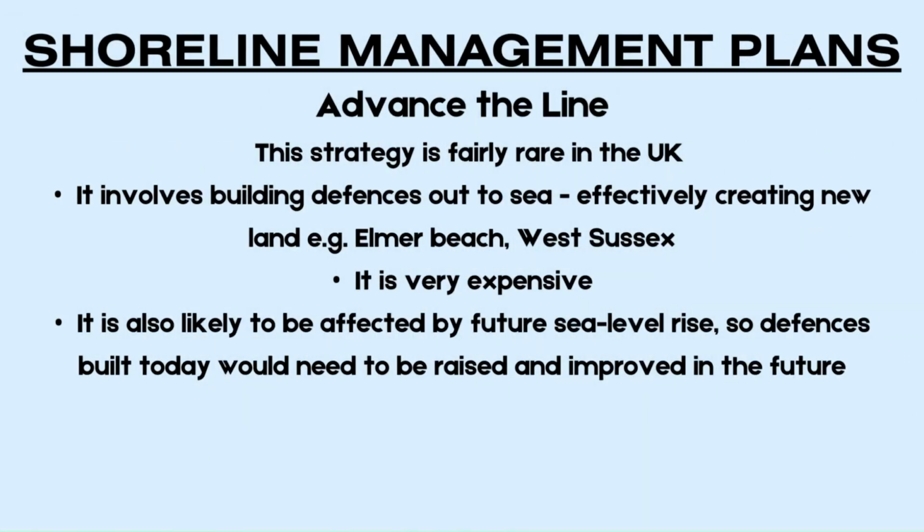The final type is advance the line. This strategy is fairly rare in the UK. It involves building defenses out to sea, effectively creating new land. It is very expensive and it is also likely to be affected by future sea level rise, so defenses built today would need to be raised and improved in the future.